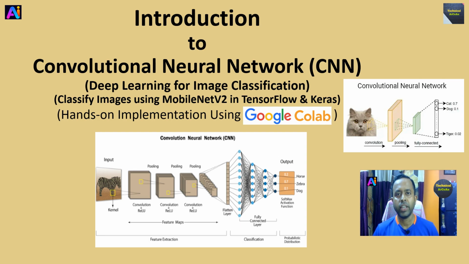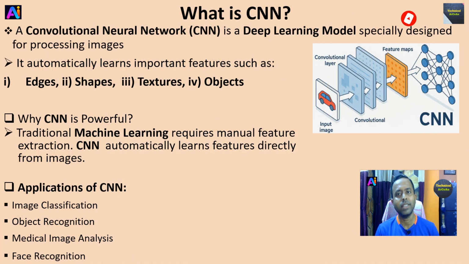Today I will explore one of the powerful deep learning models for image processing called Convolutional Neural Network or CNN. Okay, and in this video I will use a pre-trained CNN model called MobileNetV2 to classify images, right? So at first we should know what is CNN.